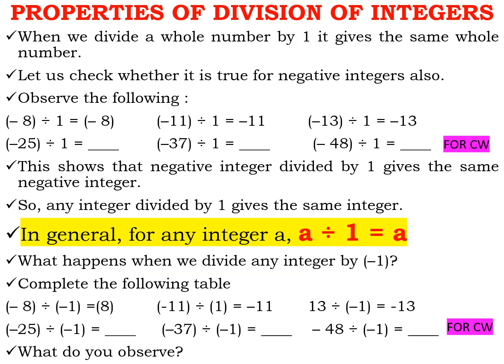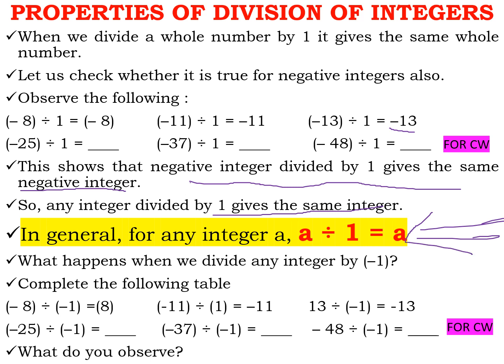When we divide a whole number by 1, it gives the same whole number. Let us check whether it is true for negative integers also. Observe the following. Minus 8 divided by 1 is minus 8. Minus 11 divided by 1 is minus 11. Minus 13 divided by 1 is minus 13. This shows that a negative integer divided by 1 gives the same negative integer. So any integer divided by 1 gives the same integer.